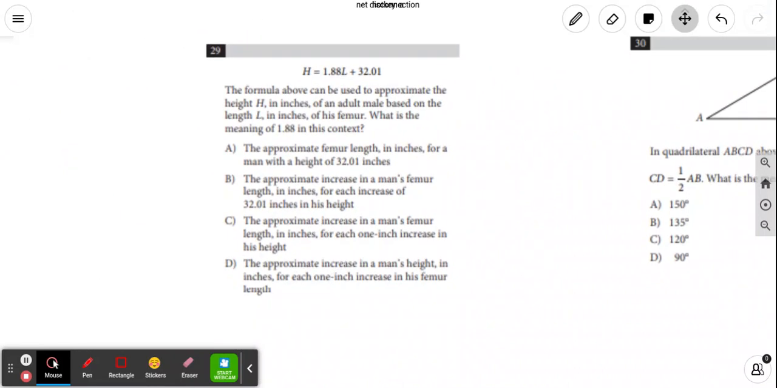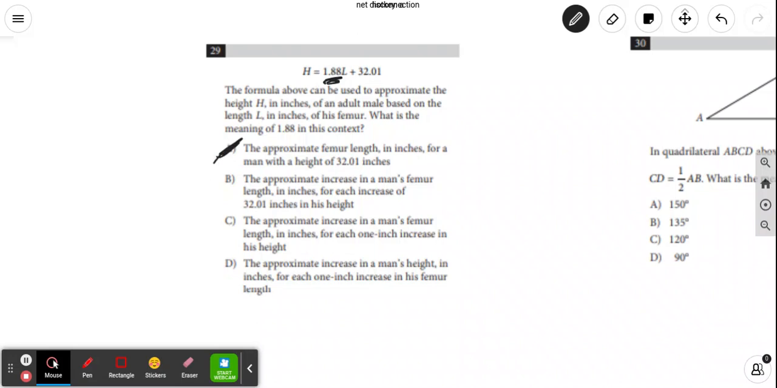This is one that will always show up on your SAT, so it's good to know how to do this one. The formula can be used to represent the height h inches of an adult male based on the length L in inches of his femur. Which of the following is correct in this context for 1.8? Okay, so know that this is like a slope value, right? So you can take out A.